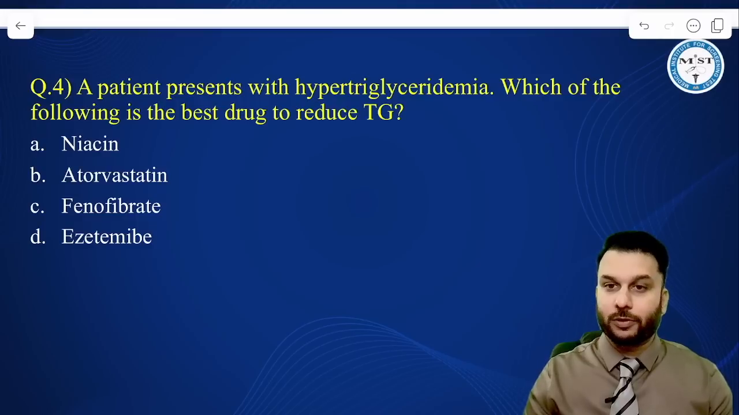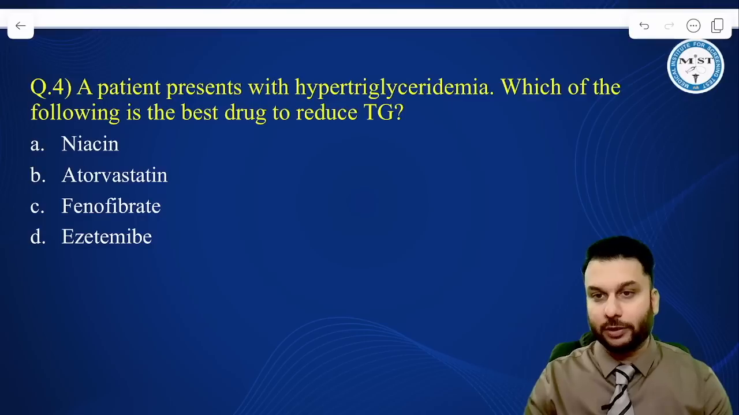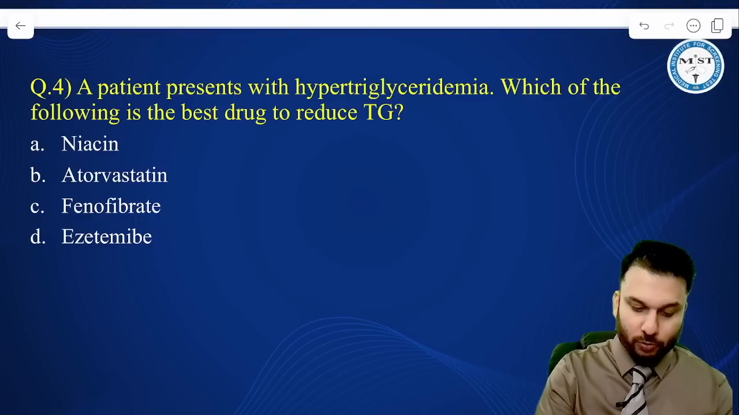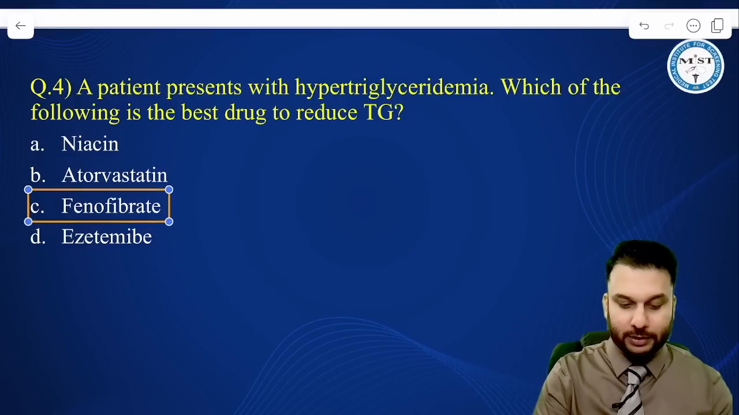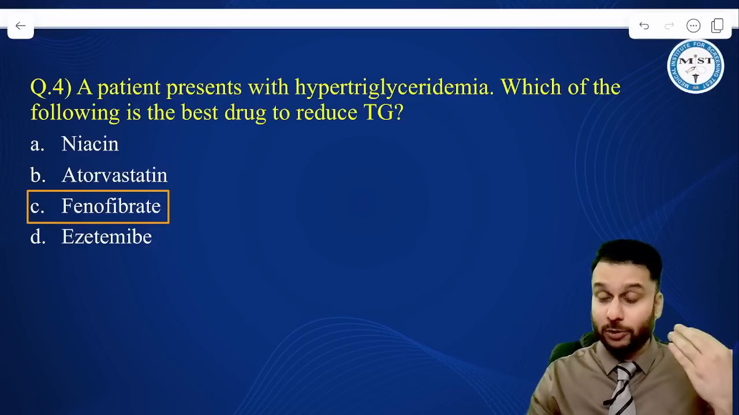So next question, doctor. A patient presents with hypertriglyceridemia. Which of the following is the best drug to reduce triglycerides? See, the best drugs to reduce triglycerides are nothing but fibrates. Okay, fibrates. See, previously also there was a question on fibrates.